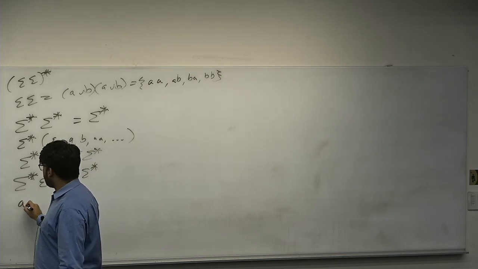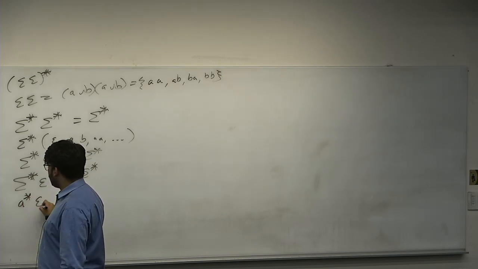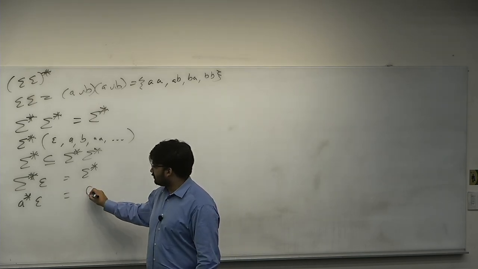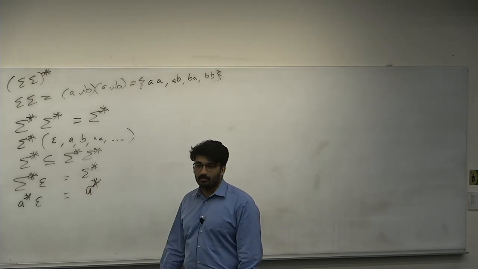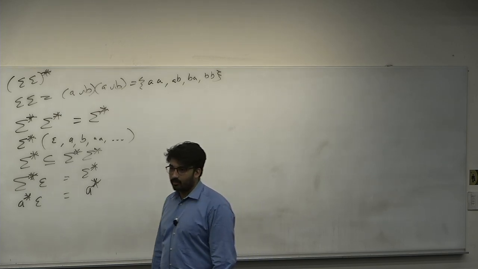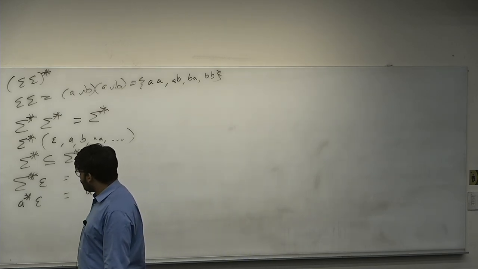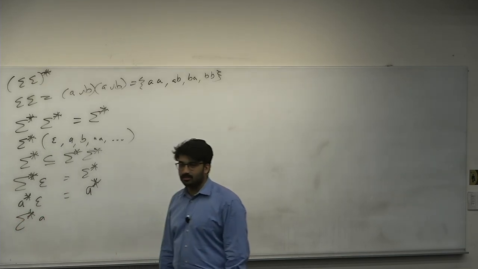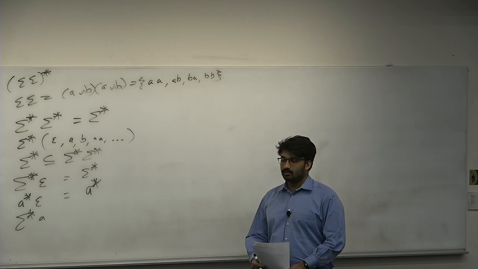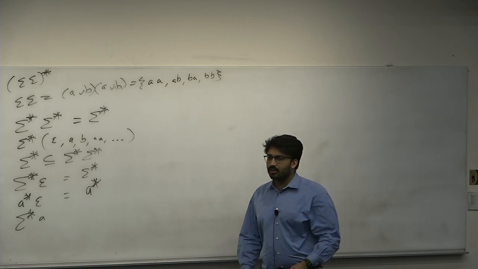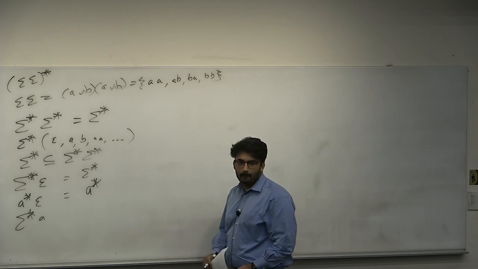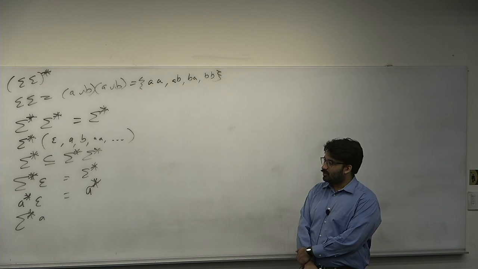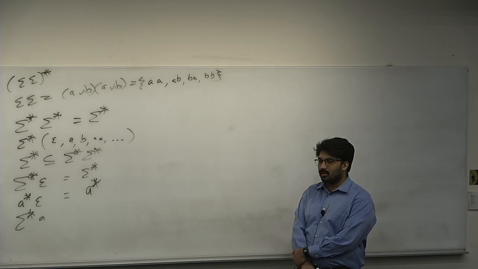What is A star concatenated with the empty string? Yeah, it's just A star. So in some sense, the empty string acts kind of like a multiplication by 1, right, with respect to concatenation. What about sigma star concatenated with A? That's a tricky one. All strings, and you concatenate every single string with an A. Strings that end with an A. That's true, yeah. It's all strings that end with an A.